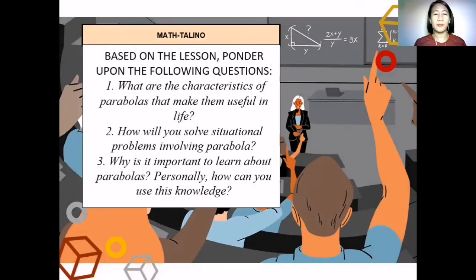So try to ponder upon the following questions. Number one, what are the characteristics of parabolas that make them very useful? Next, how will you solve situational problems involving parabola? And the third one, why is it important to learn about parabolas? Personally, how can you use this knowledge? Try to reflect on the following, and then you may post your answer in our Orange apps, and you can reply to your classmates' answers.